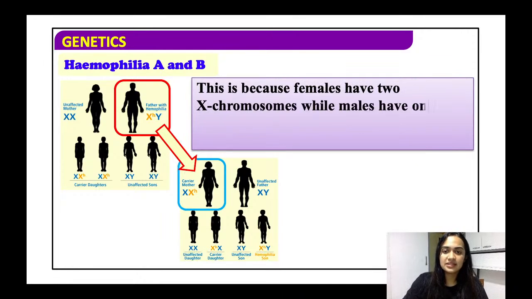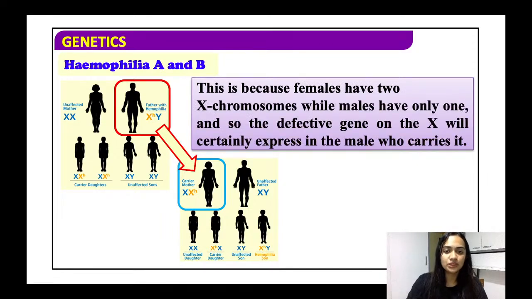So this is because females have two X chromosomes while males have only one. So the defective gene on the X will certainly express in the male who carries it. All right, male who carries it, I don't mean that males are the carriers. I mean the male who has the defective gene. Fine.